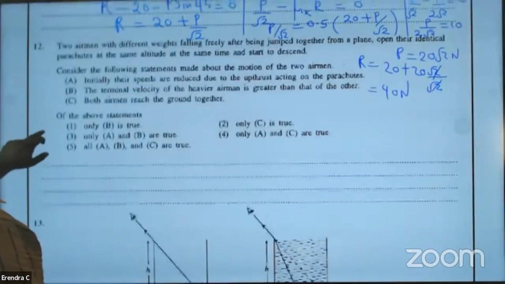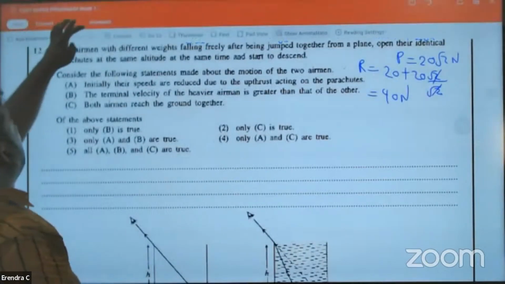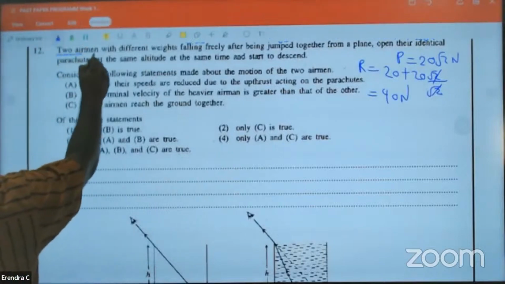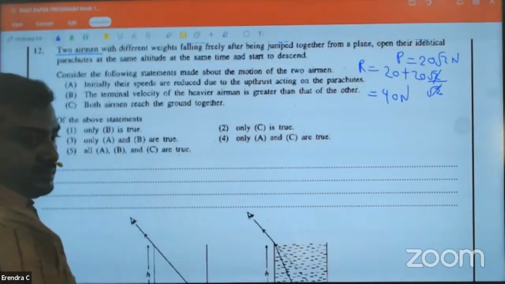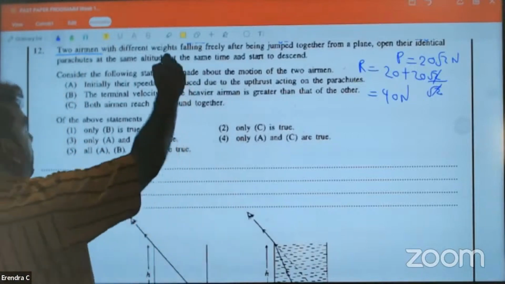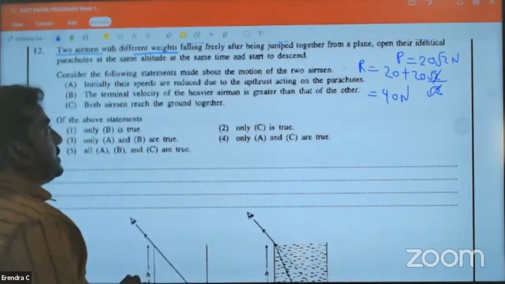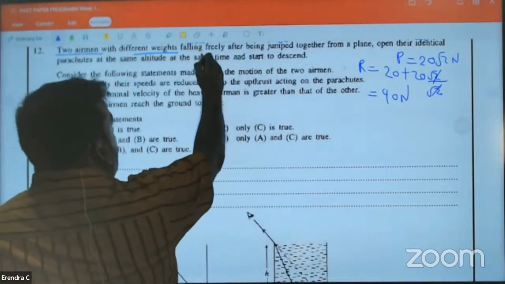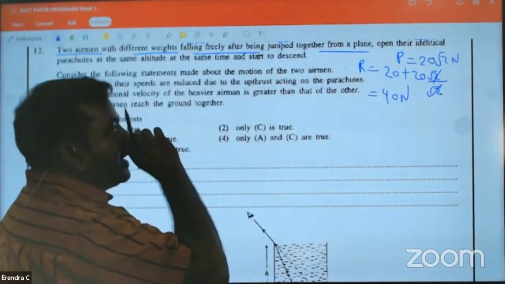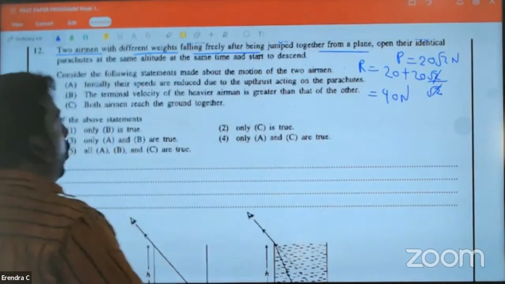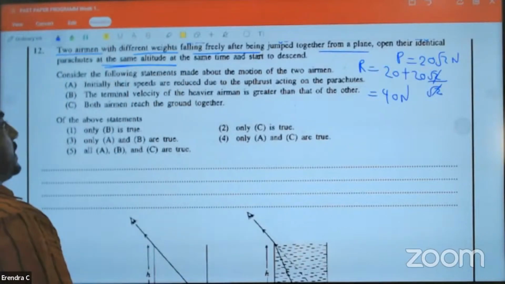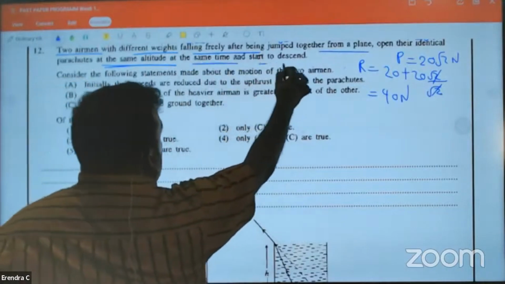Statement question. Two airmen, with different weights, different masses, are falling freely after jumping out of a plane. They open their parachutes at the same altitude, at the same time, and start to descend.